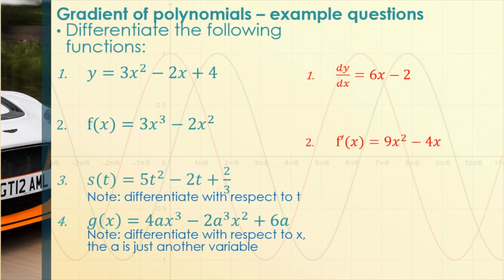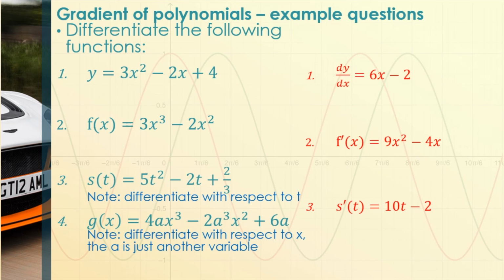F dash of x is equal to 9x squared minus 4x. If we go through each term, 3x cubed. If we're differentiating the x cubed, that becomes 3x squared. Multiplying by 3, we have 9x squared. The second term, we're differentiating x squared, which becomes 2x, times minus 2 becomes minus 4x. Question 3.